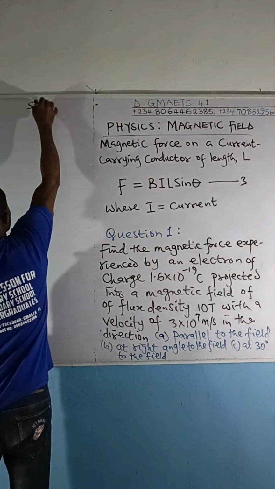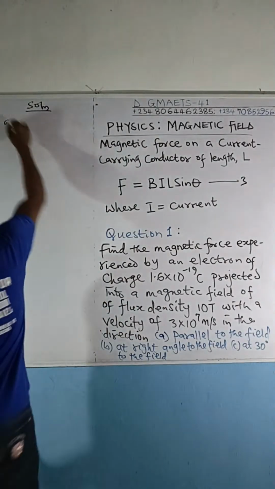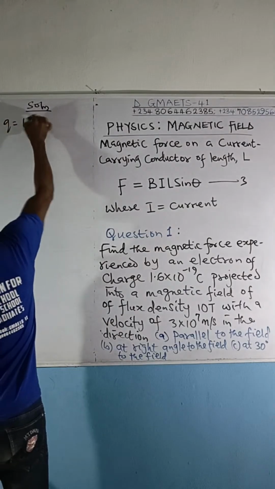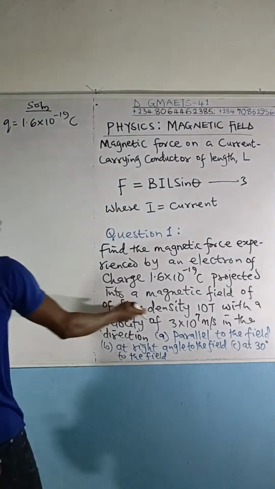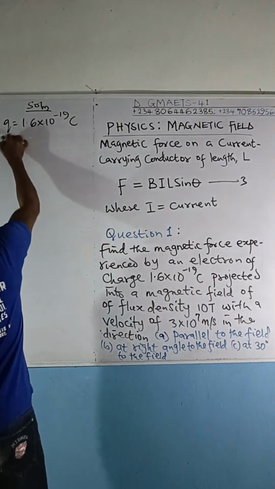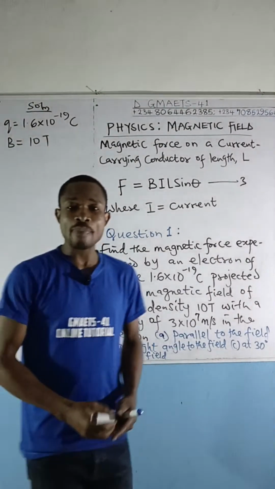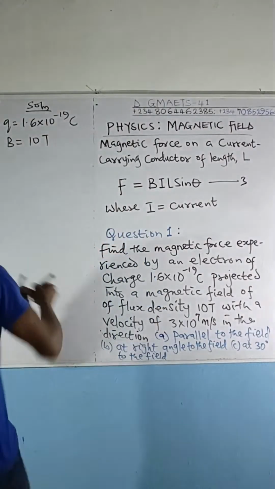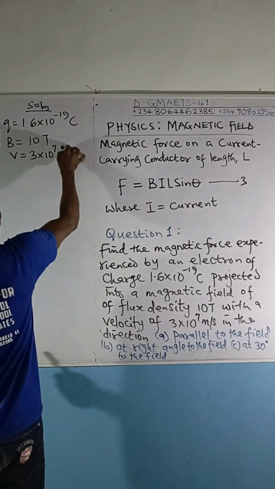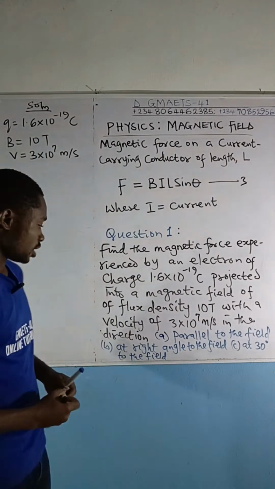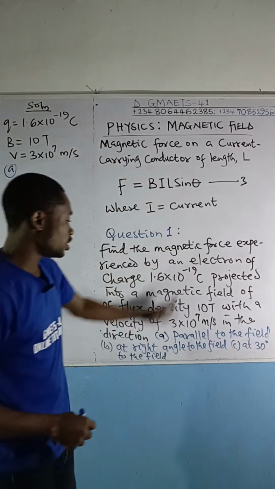Solution. Now let's declare the data first. The value of the charge was given to us as 1.6 times 10 to the power of minus 19 coulomb. We are given the flux density, that's magnetic field strength, B, to be 10 Tesla. The unit Tesla, or Weber per square meter. Then the velocity of the charge was given to us to be 3 times 10 to the 7th power meter per second.